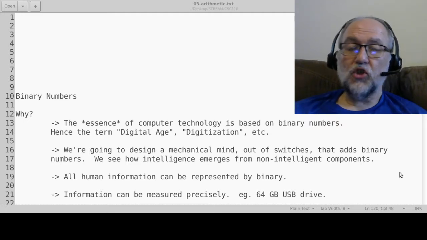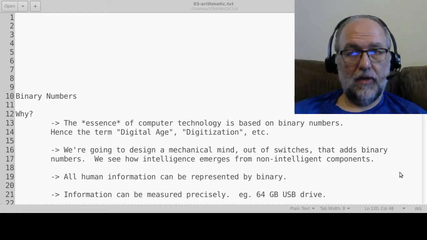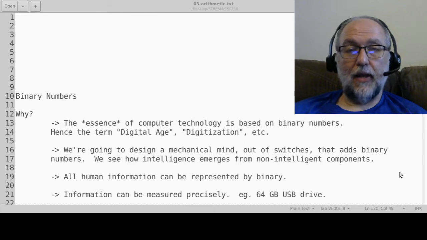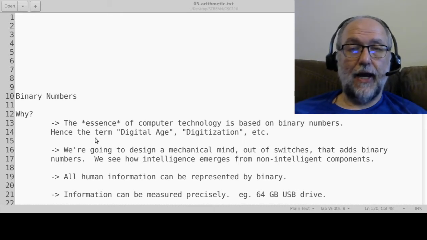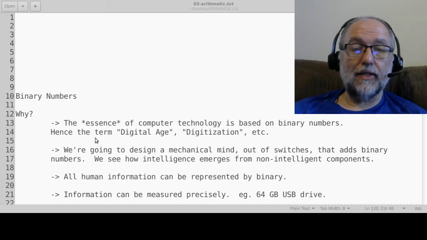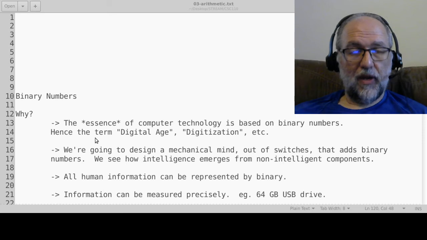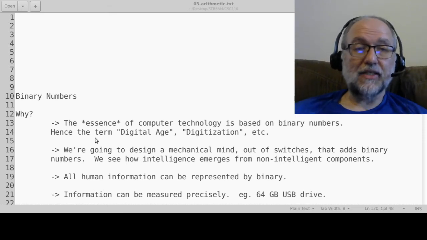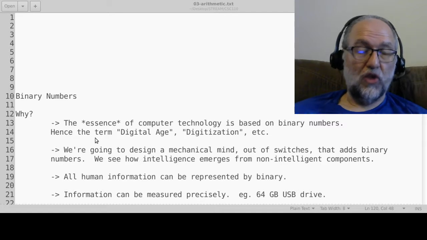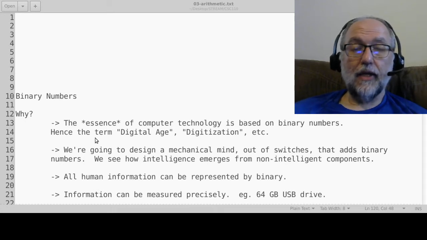Okay, and just to remind you why we are studying binary numbers, let me go over the points I made last time, and then we'll get into binary arithmetic. The first point, I guess, is that binary numbers, that is representing numbers or representing all of information as a sequence of ones and zeros, is actually the essence of the digital age, or digital technology, or digitization, or the information age, as you might call it.